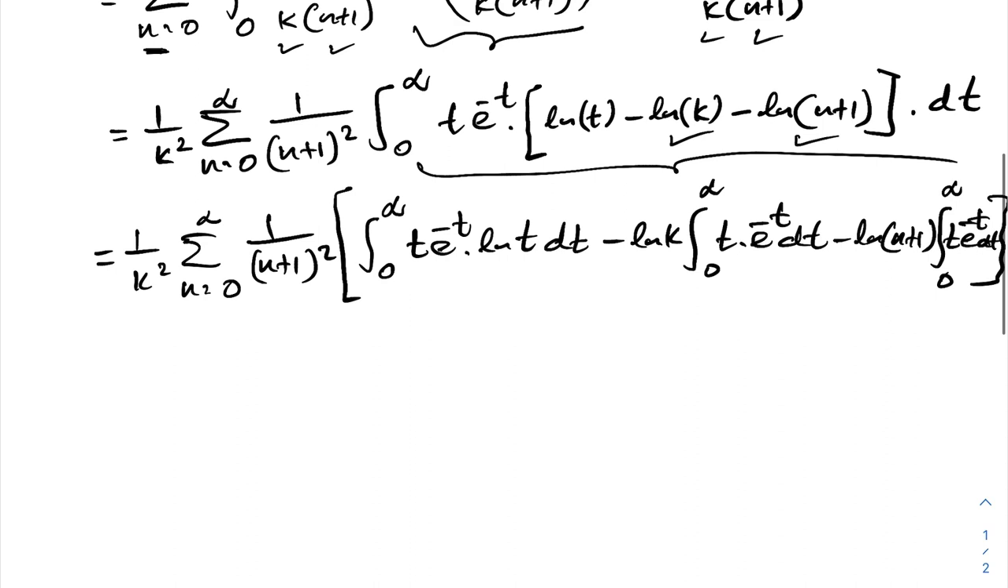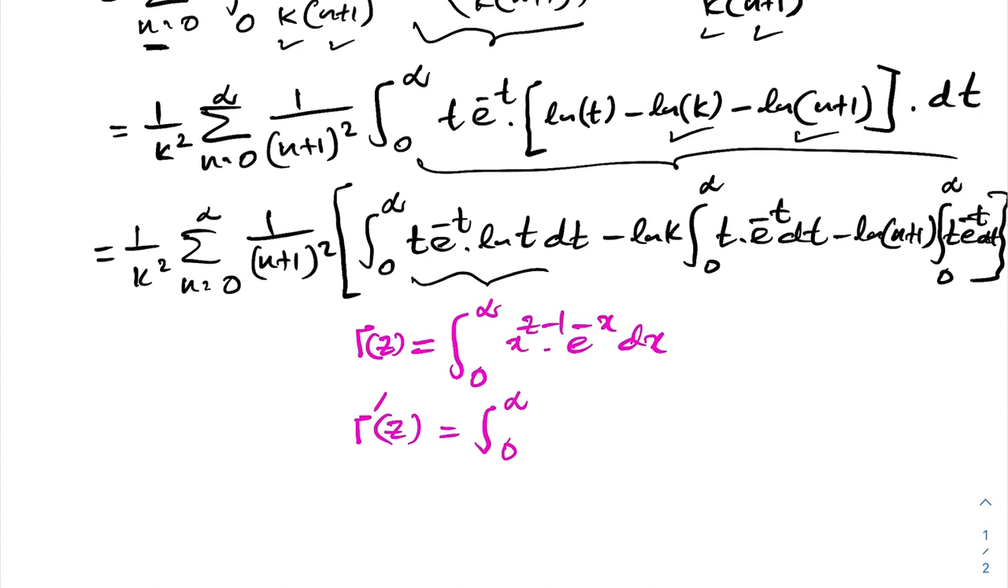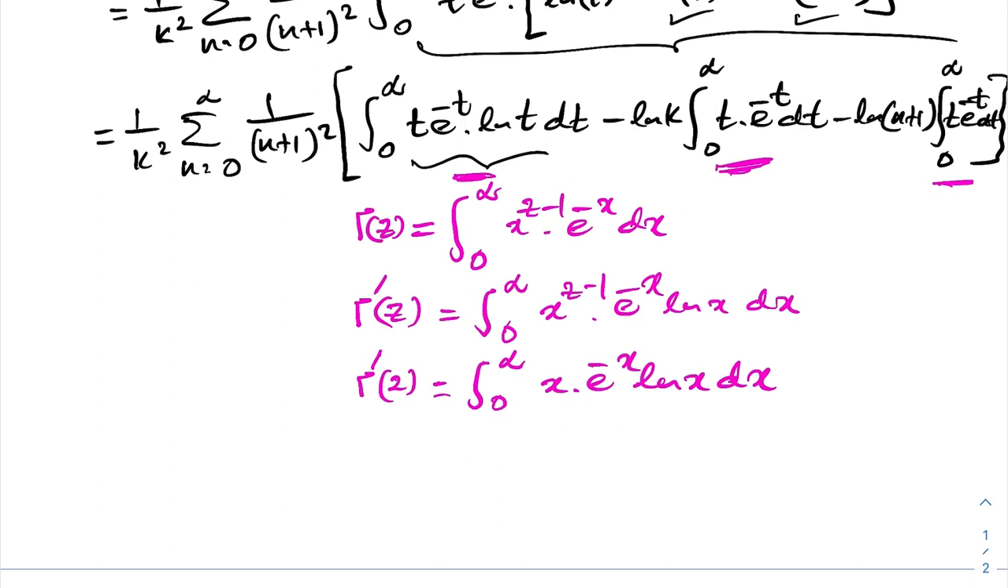Okay, then here we have t e to the minus t natural log of t, so let us recall the definition of the gamma function. We know gamma of c is equal to the integral from 0 to infinity of x to the c minus 1 e to the minus x dx. Then if we differentiate with respect to c, gamma prime of c is equal to the integral from 0 to infinity of x to the c minus 1 e to the minus x natural log of x dx. Now if we plug in 2, gamma prime of 2 is equal to the integral from 0 to infinity of x e to the minus x natural log of x dx. So this integral is equal to gamma prime of 2, also this integral is gamma of 2, and this integral again gamma of 2.